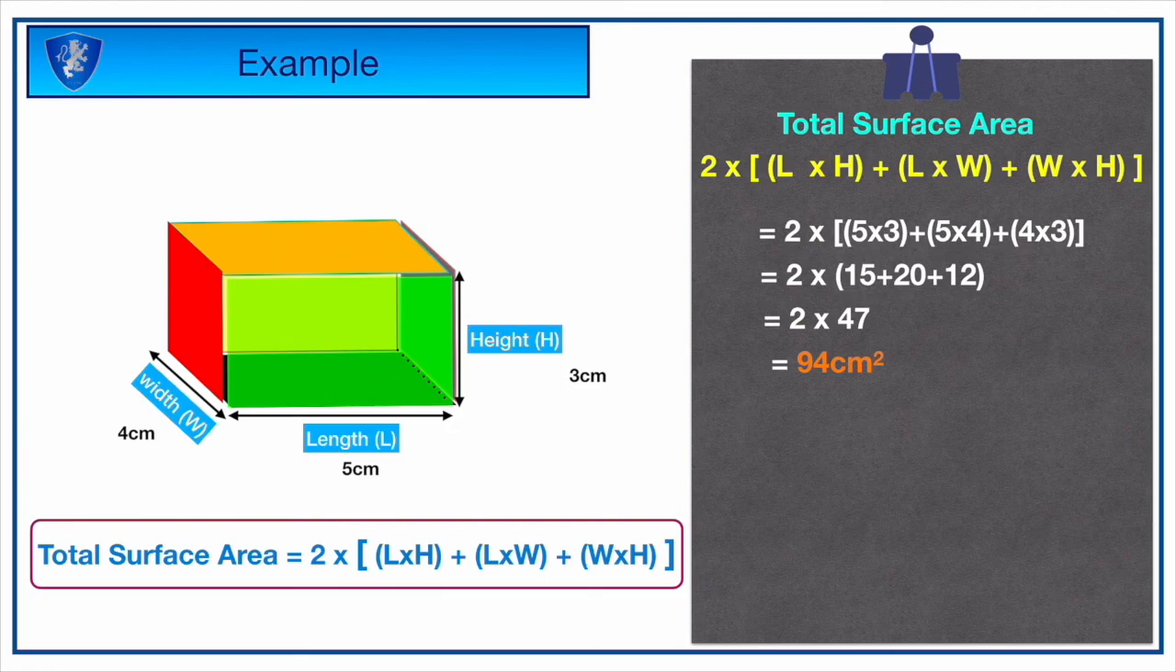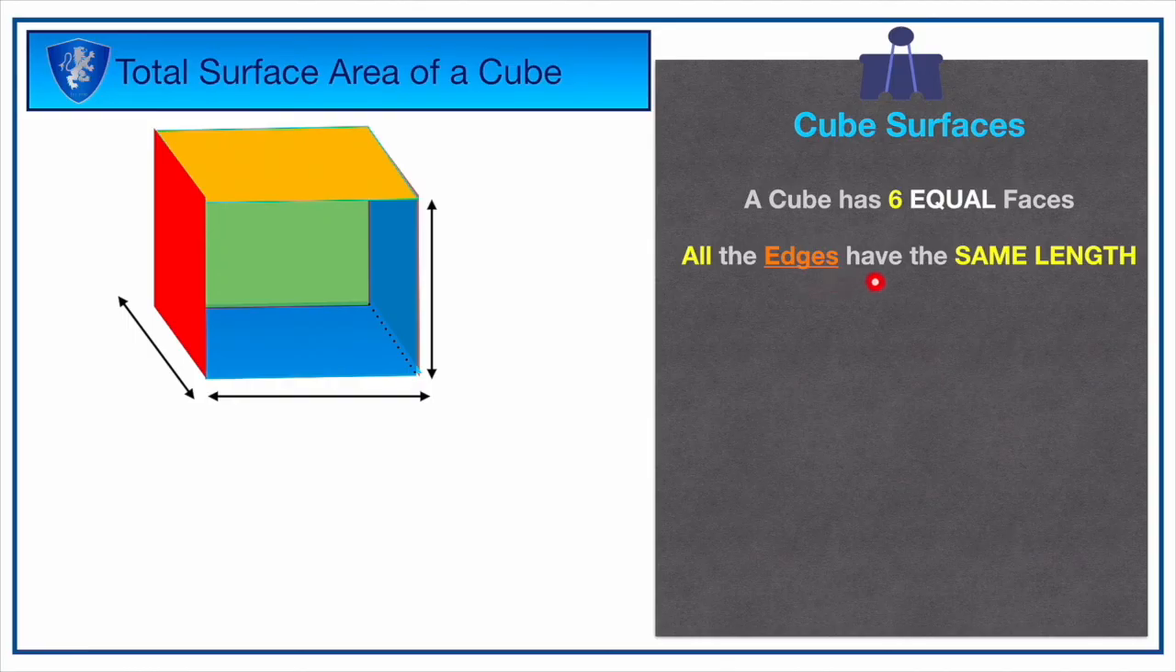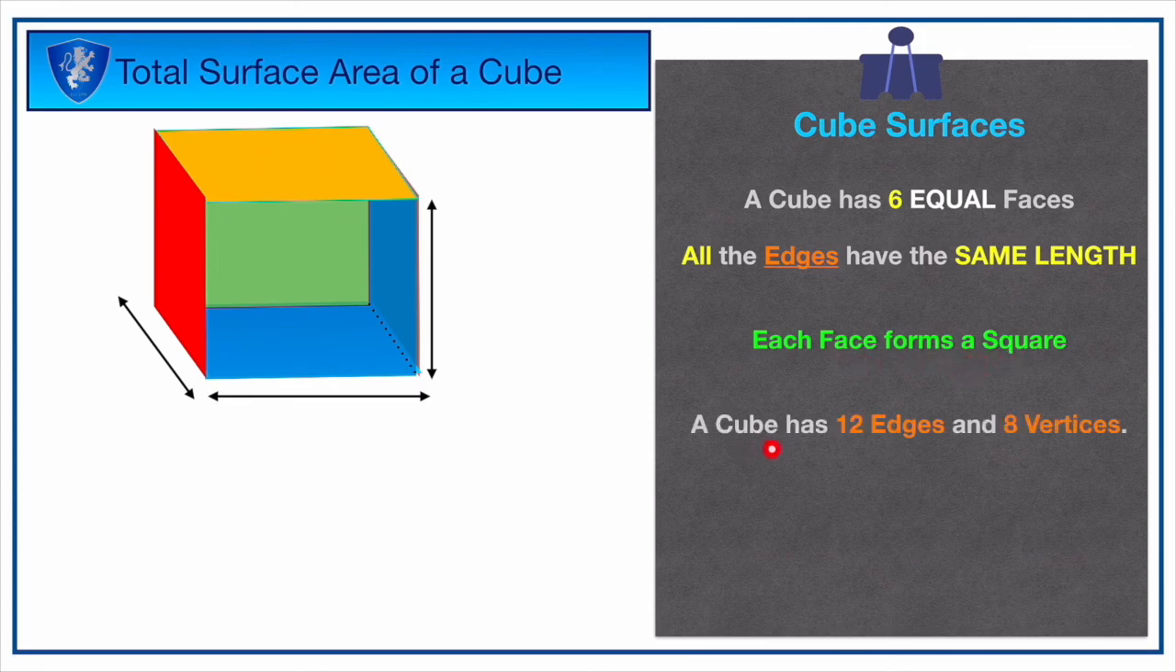Now, to recap, as you know, the front and the back are the same, the top and bottom are the same, and the 2 sides are the same. So let's look at the cube now, the total surface area of a cube. A cube has 6 equal faces. All the edges have the same length. Each face forms a square. A cube has 12 edges and 8 vertices, same as a cuboid.